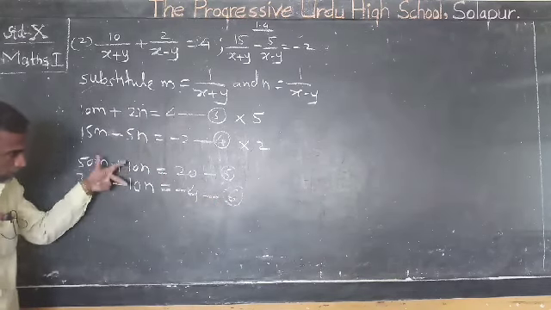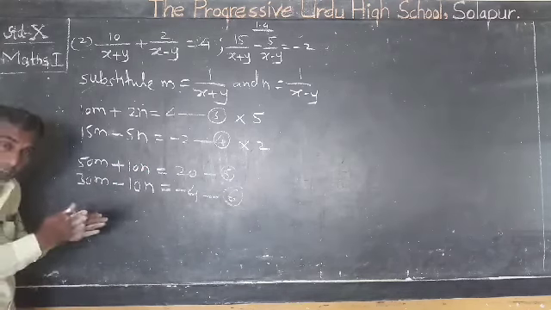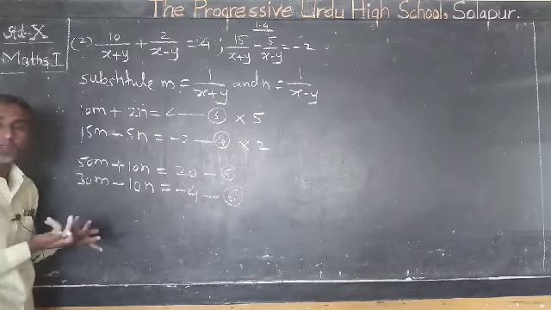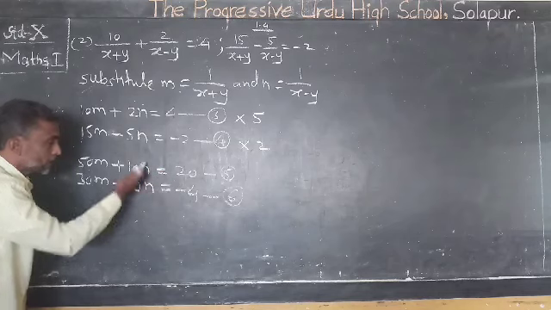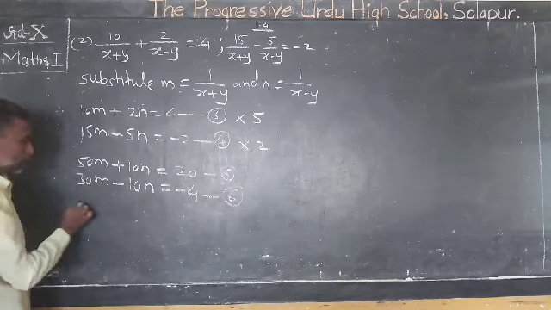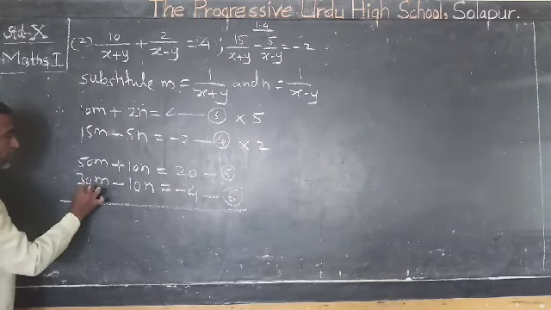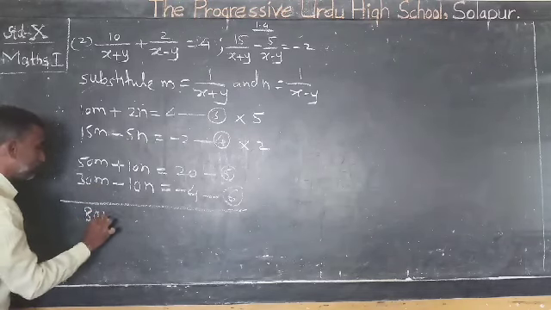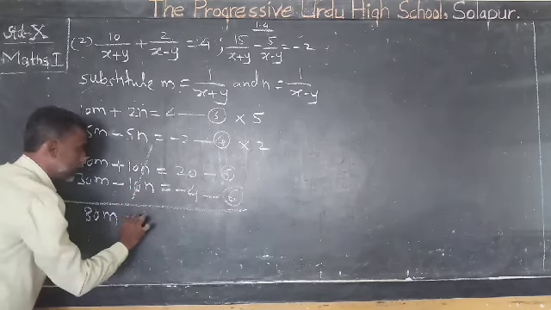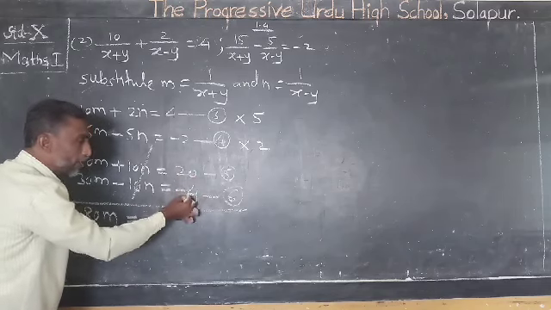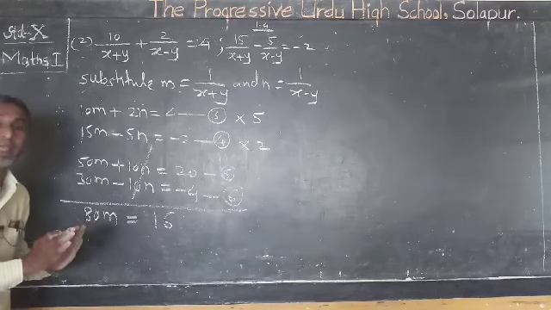Now, if you observe equation number 5 and 6, coefficients are same and at the same time, signs are different. So, we should add 5 and 6. If we add 5 and 6, this term will eliminate. Therefore, right here adding 5 and 6. Now, 50 plus 30, 80m plus 10n minus 10n, it will become 0 is equal to 20 minus 4. It will be 16. Now, dividing both sides by 80.